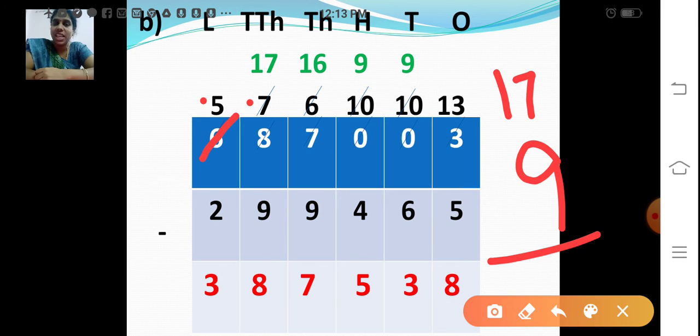So 17,000 minus 9,000. Shall we subtract these two? Start from number 9. Count forward till you reach 17. 9, 10, 11, 12, 13, 14, 15, 16, 17. 17 minus 9 is 8. 80,000. Sorry.